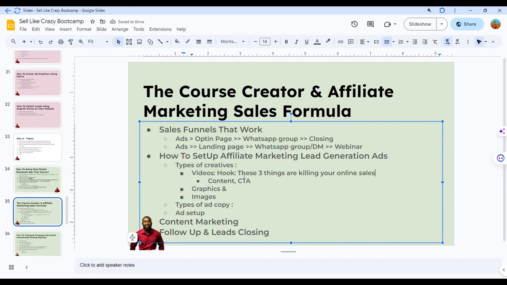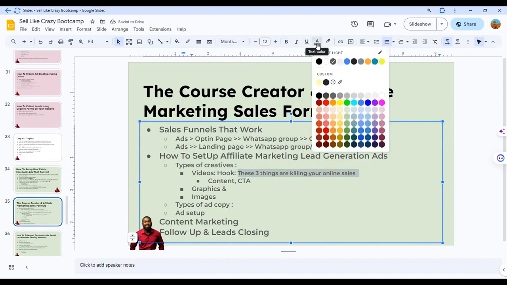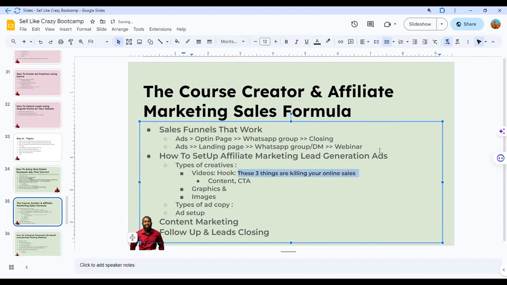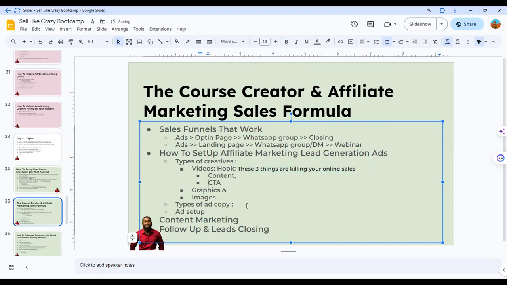And why is this an example of a hook? This is because when somebody reads this, the next thing is they want to know, what are those 3 things that are killing my online sales? They are intrigued. I think that's the most important way to describe a hook. Your hook is going to intrigue these people. It's going to make them ask questions. Okay, I want to know this thing. Your hook is going to make them stay. They will now want to learn more about what it is you're selling.